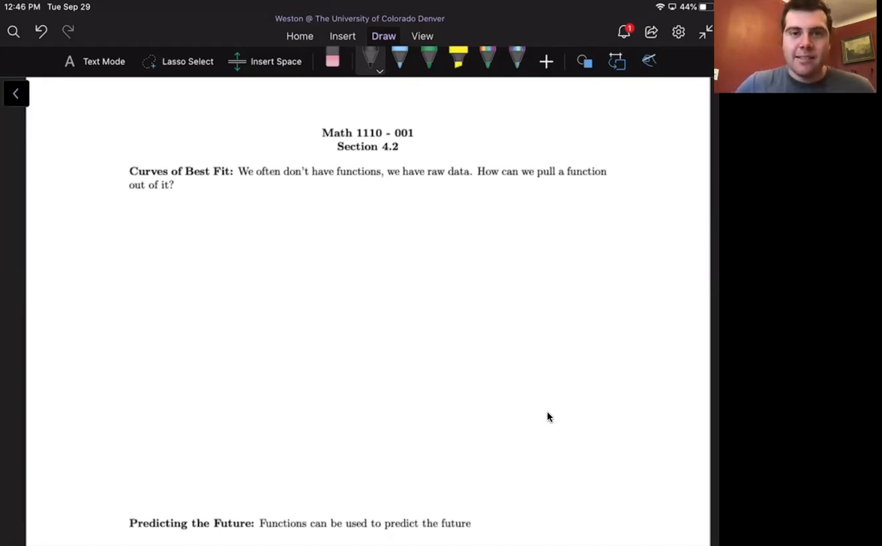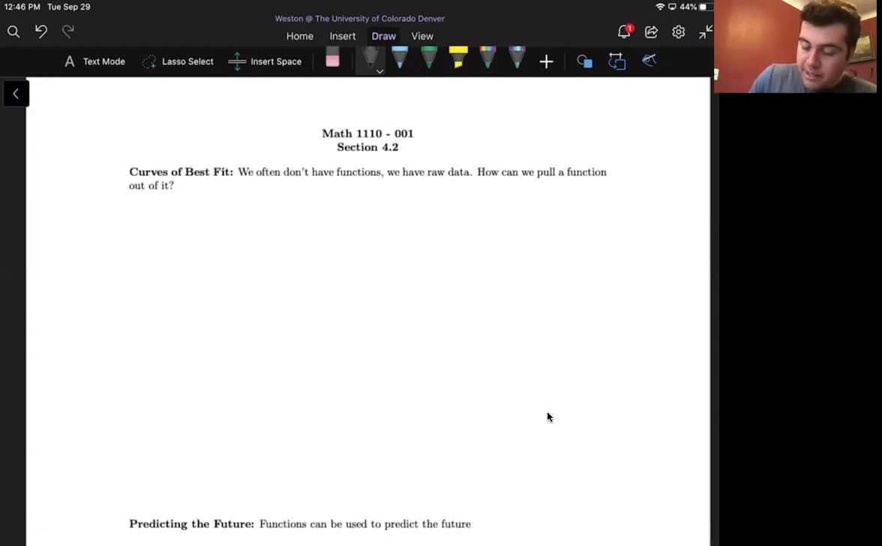So in this section and in the next section, section 4.4, we're going to talk about the very basics of data analytics, just to get everyone on the same page and to give you an introduction to the topic. So oftentimes, we want to pull a function out of data. And to do this, we can look at a relationship between variables.